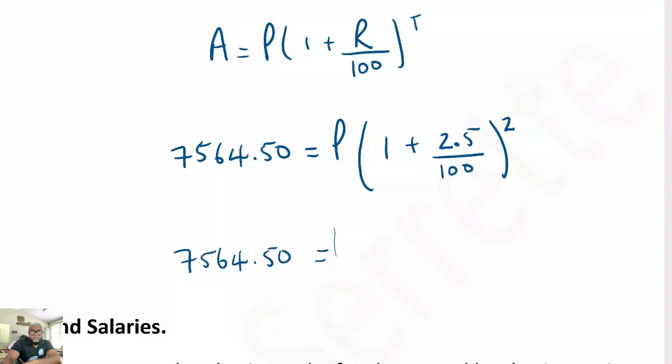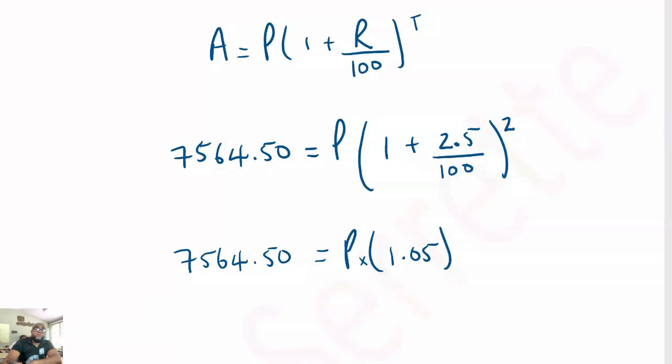So this will be $7,564.50 is equal to P by 1 plus 2.5 over 100 in brackets to the power of 2. Work out 1 plus 2.5 over 100 to the power of 2, and press the S to D button to give that decimal. What's the decimal? 1.05. Now multiplication is understood here. So I need to move that 1.05. When I carry that 1.05 to the left, I need to do the opposite of multiply, which is divide.